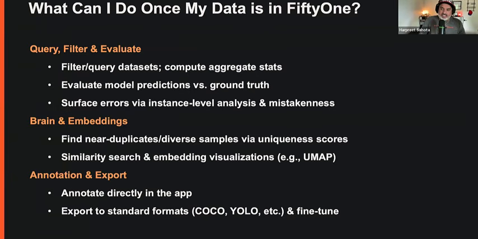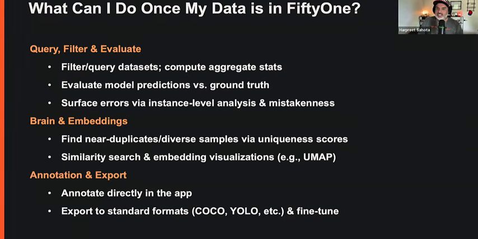There's this complementary library that comes with 51. It's called the 51 Brain. And this allows you to compute embeddings, compute visualization, compute uniqueness scores across the samples. This will help you remove near duplicates and really select the most diverse samples for a training set. And with those embeddings, there's a similarity search that you can do as well.